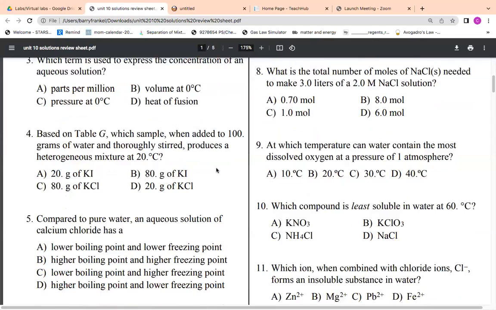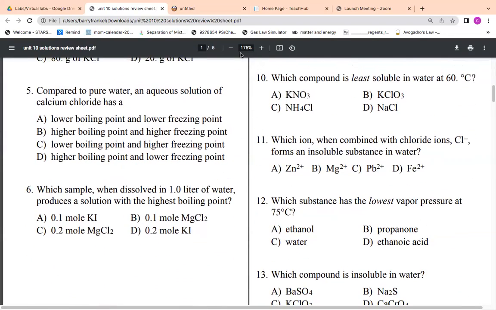All right. Number 5, compared to pure water, an aqueous solution of calcium chloride has what? This is the lesson we did today, 10.6. Again, I want you to think about pasta water and the ice outside in the winter on the streets. So the aqueous solution of calcium chloride, when you add that salt to the water, you change its physical properties. It's going to raise the boiling point and lower the freezing point. So it's going to be choice D.